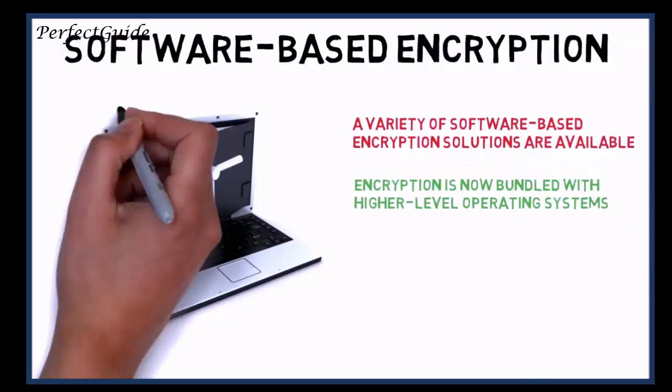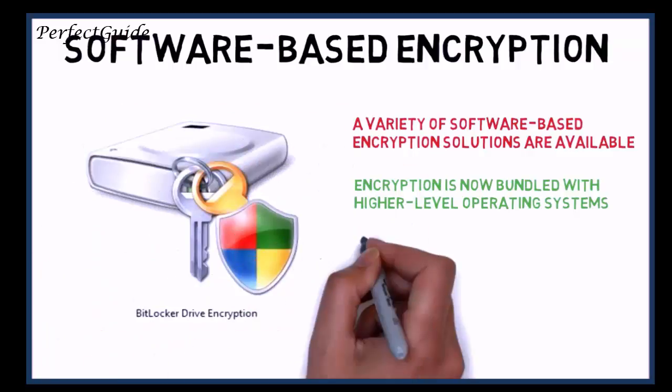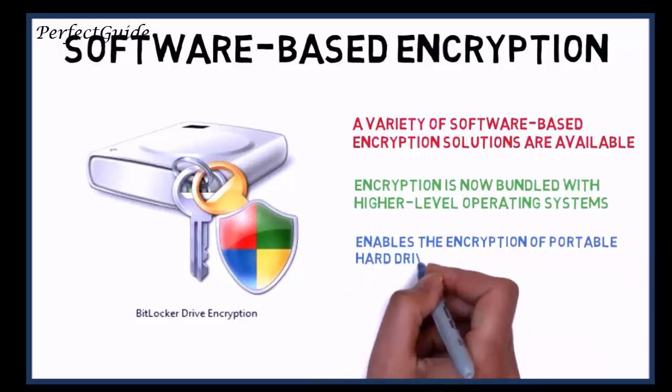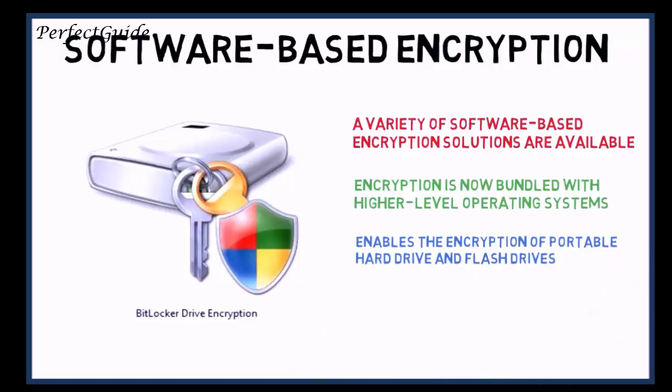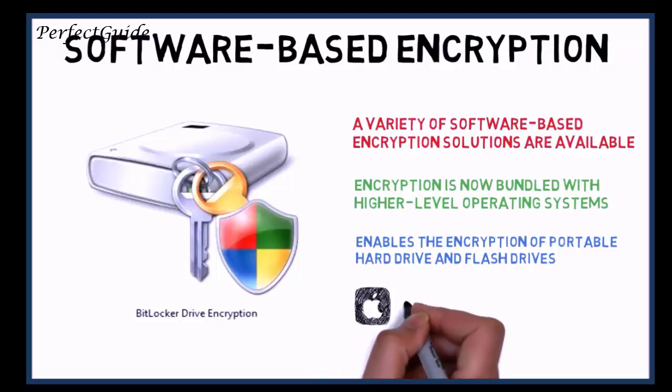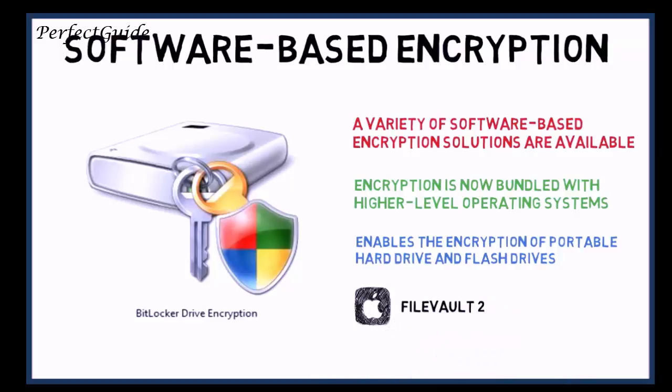In addition, encryption is now bundled with higher-level operating systems. For example, Windows 8.1 Professional and above includes the BitLocker encryption program. In fact, encryption is turned on by default. This software also enables the encryption of portable hard drives and flash drives. Business-class operating systems also provide many other security advantages. Similarly, on Apple devices, OS X Lion and later supports encryption through FileVault 2.